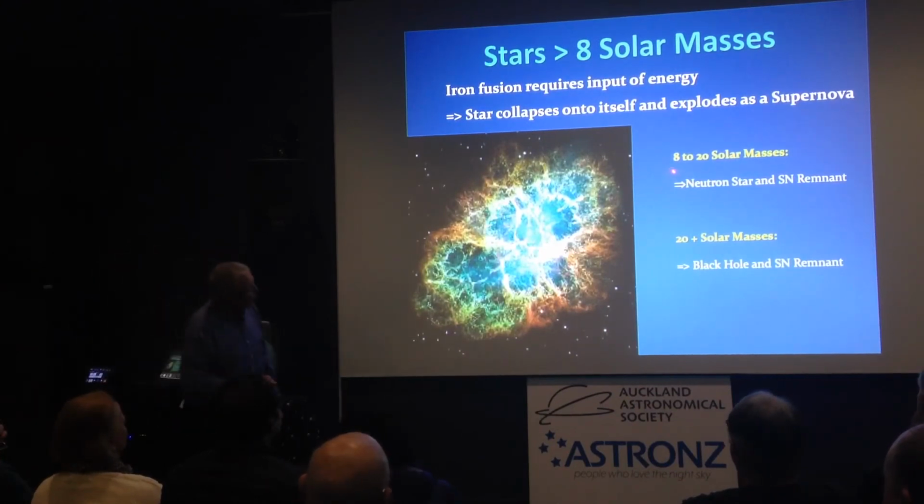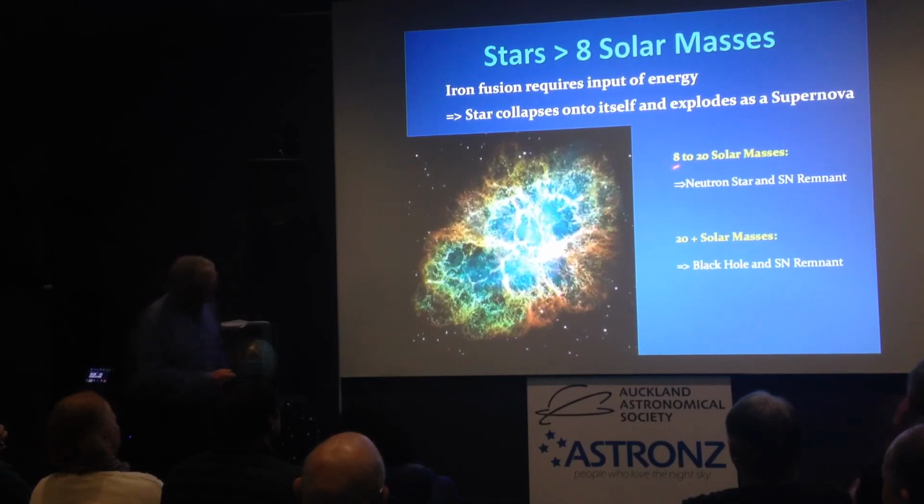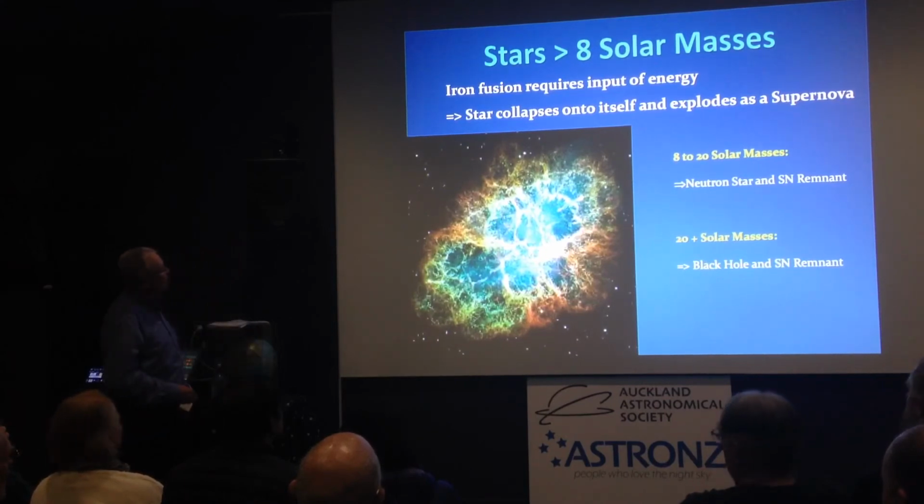What happens to the core if the star is 8 to 20 solar masses? It becomes a neutron star, which we'll talk about in a later month, and a supernova remnant. If it's more than 20 solar masses, as a rule, it'll turn into a black hole and a supernova remnant. So we'll talk more about that another time.